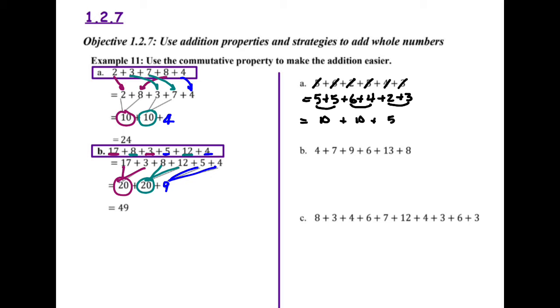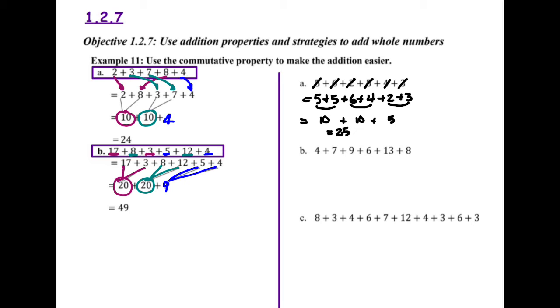Okay, so 10 plus 10 is 20. Add 5 is 25. Okay, is there another way of doing it? Absolutely. There are many ways that you could add that together, but this is using the commutative property. Okay, so you're changing the order to make adding easier.